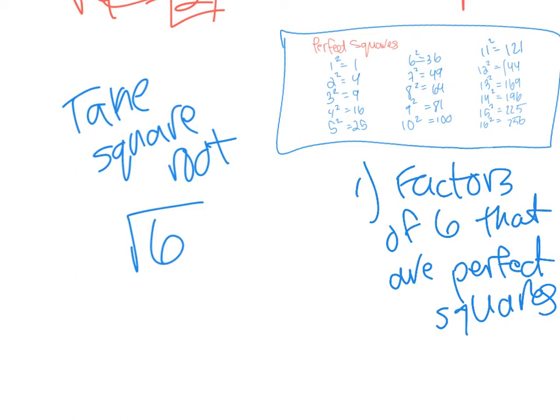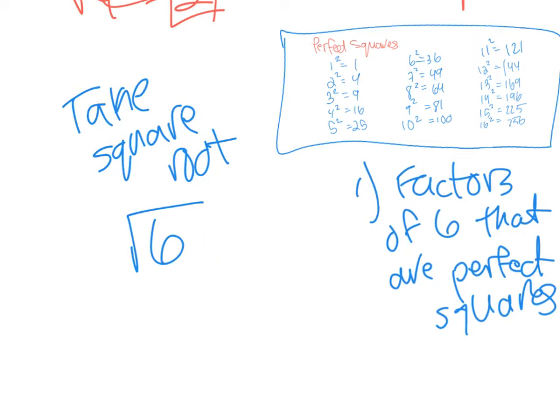A list of factors. So what are factors of 6? Well, we have 1 and 6, okay? Well, those aren't on the list, so I'm going to erase those. And we have 2 and 3. Well, none of those are on the list, right? Okay, so I know that I cannot factor this at all.